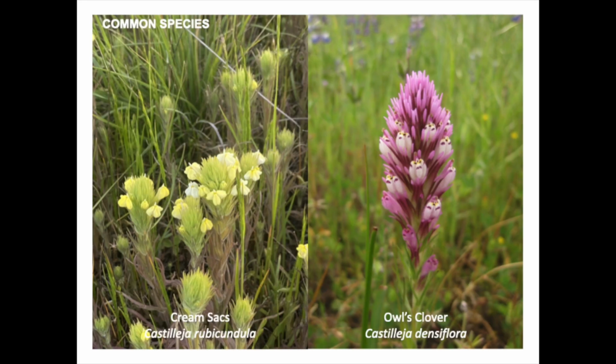So on the left here is cream sacks. Again, you find these up at these preserves, and then also owl's clover is really, really common, and you can find it on and off serpentine in a lot of different places. And it's called owl's clover because if you look, it looks like they've got little faces, kind of like little perched owls there.